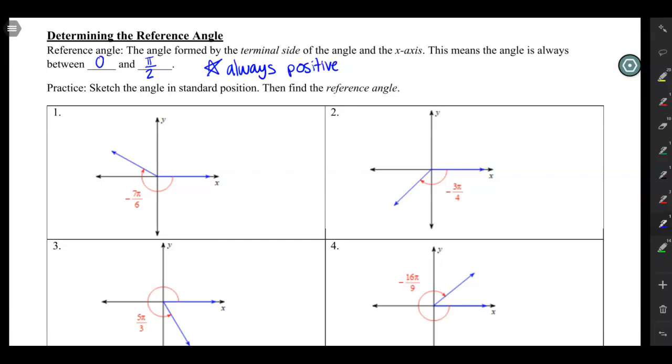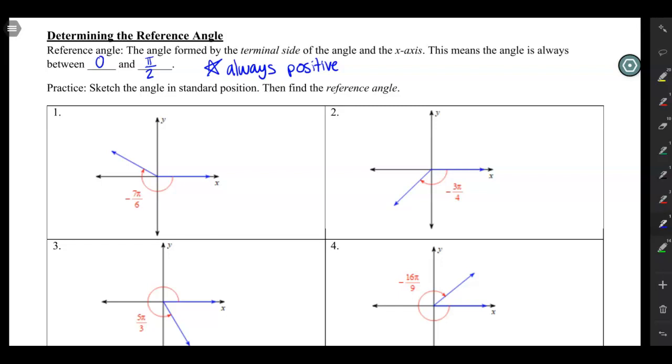So we're going to go ahead and do some practice with some angles that are already sketched in standard position, some that we're going to sketch, and especially practice finding the reference angle. So let's take a look at number 1. We're looking at the angle negative 7 pi over 6.